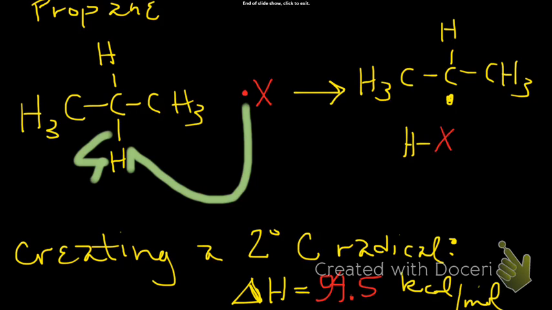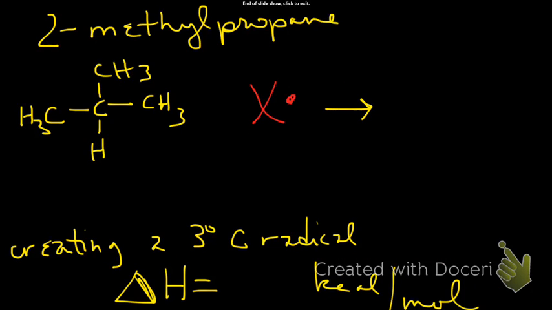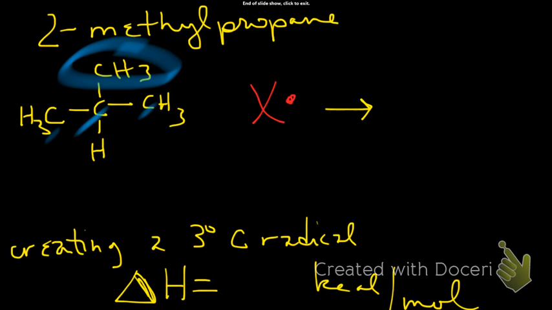Okay, so finally, let's look at this trend even further and create a tertiary carbon radical. For this example, we're going to be using 2-methylpropane. It's 2-methylpropane because, just to review, this was 1, 2, 3 carbons for propane. The methyl group is hanging off of carbon number 2, so this is why it's 2-methylpropane. And this will be the hydrogen that's going to be abstracted.